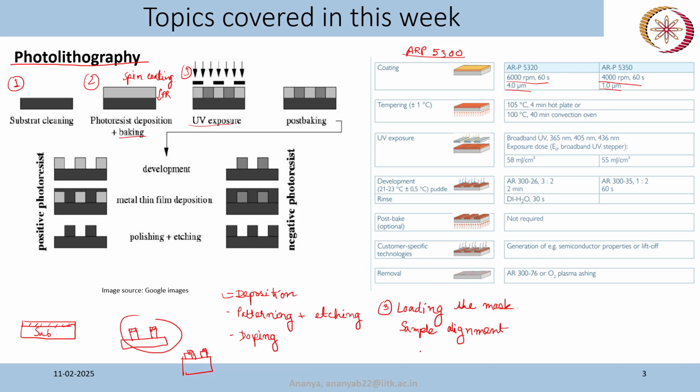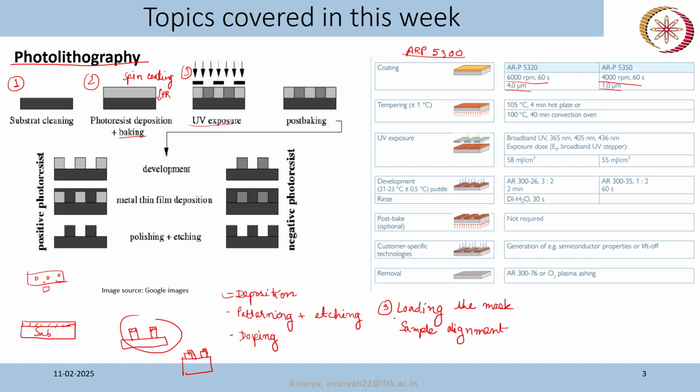Another reason why alignment is required is that sometimes your sample may be very small and your mask very big. There will be many features in the mask, and you want certain features to be on top of your sample. Sorry for the background noise. So you need to do alignment, moving your sample a little here and there, so that the features you want are exactly on top of your sample.